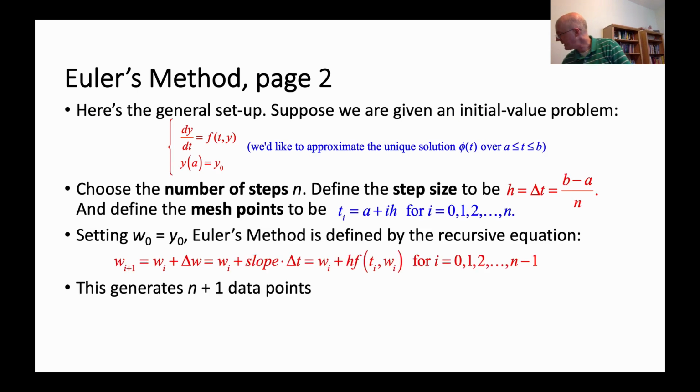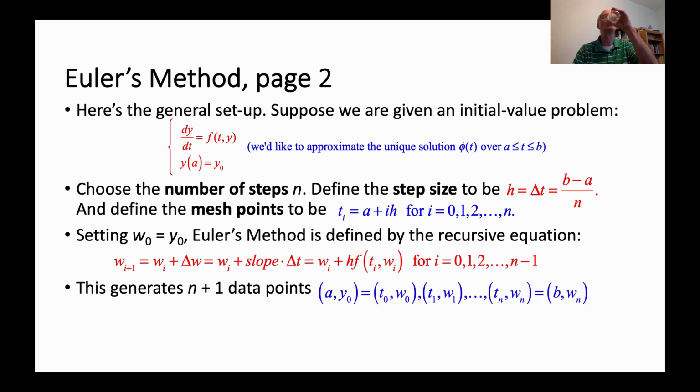What happens when you implement this? It generates n+1 data points. The 0th data point is essentially our initial condition. Those two things are equal to each other, two different symbols for the same thing. Then t1, w1, then t2, w2, etc. through tn, wn. Tn does equal b, but wn here does not necessarily equal the function value at b.